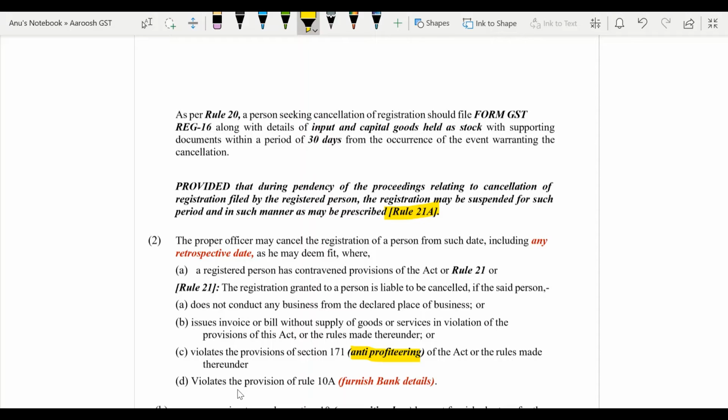D, violates the provisions of Rule 10A, which is to furnish bank details. When I get registered for GST, I have to inform the proper officer about my bank details within a period of 45 days. If I don't furnish my bank details within the stipulated period of time, the proper officer can cancel my registration without asking me.